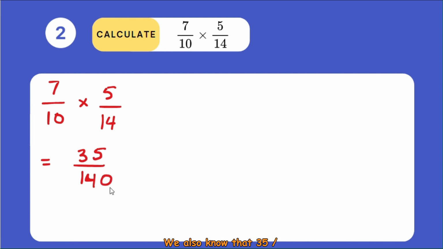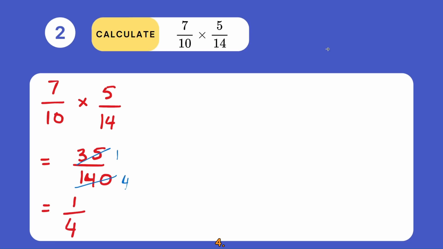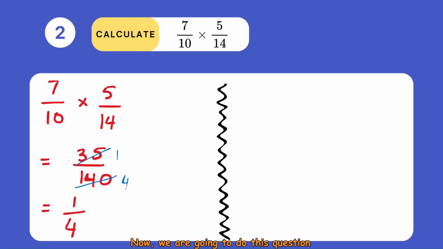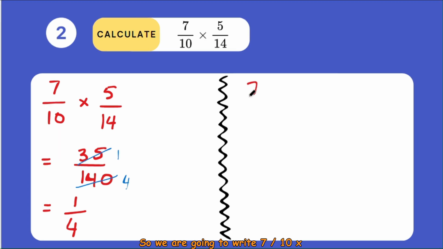We also know that 35 over 140 can be divided by a common factor. So 35 divided by 35 is 1 and 140 divided by 35 is 4. So my answer is going to be 1 over 4. Now we are going to do this question again using the second method. So we are going to write 7 over 10 times 5 over 14.